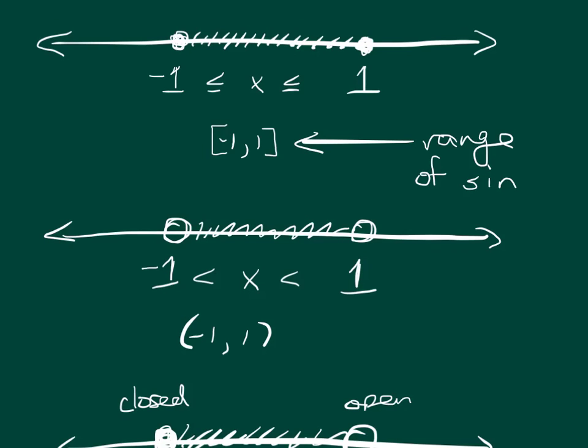So conceptually, for any mathematical thing in the world, the domain is the allowable inputs, and the range is the possible outputs. For sine, the domain is angles, which means all real numbers. And the range is y-coordinates of the unit circle, which means this set.